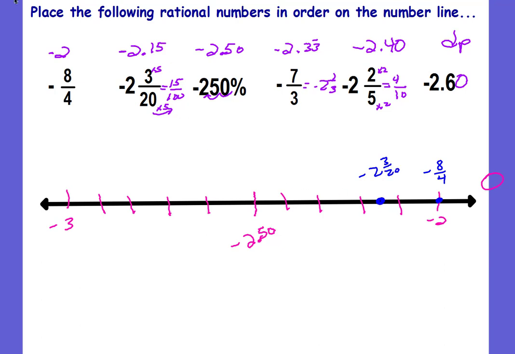If you need to label more than what I have labeled here, then go ahead and do so. Negative $2, negative $2.20, negative $2.30, negative $2.40, negative $2.50, negative $2.60, negative $2.70, negative $2.80. If you want to label by tenths, go right ahead.